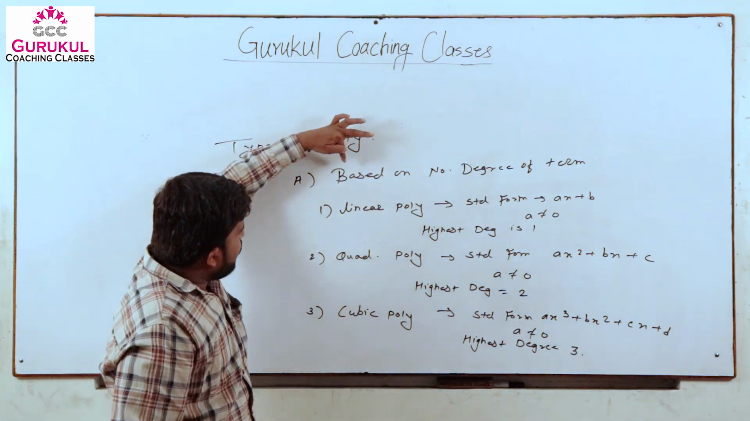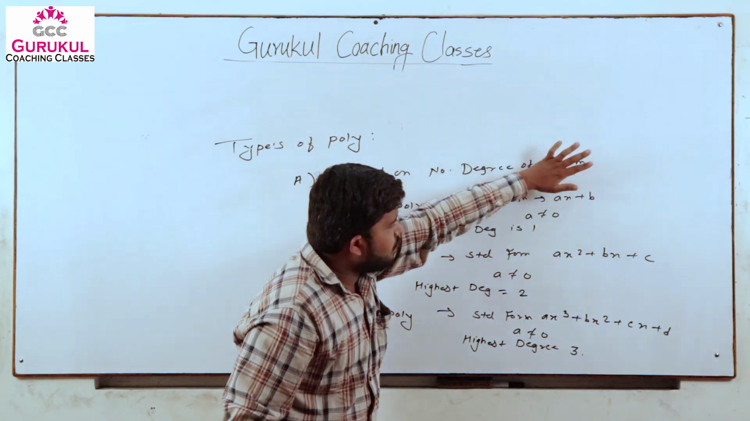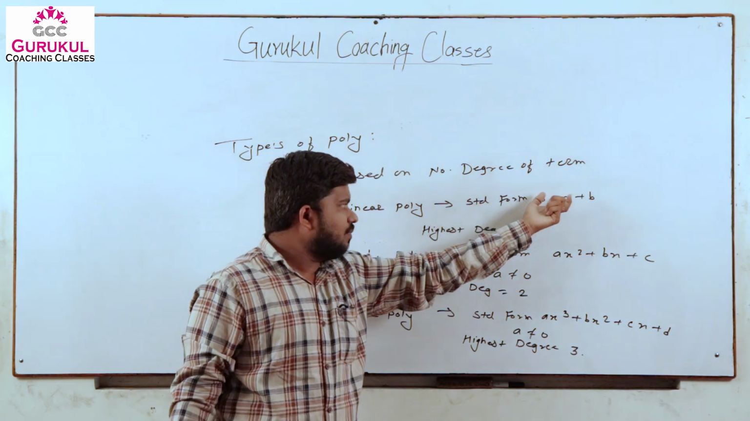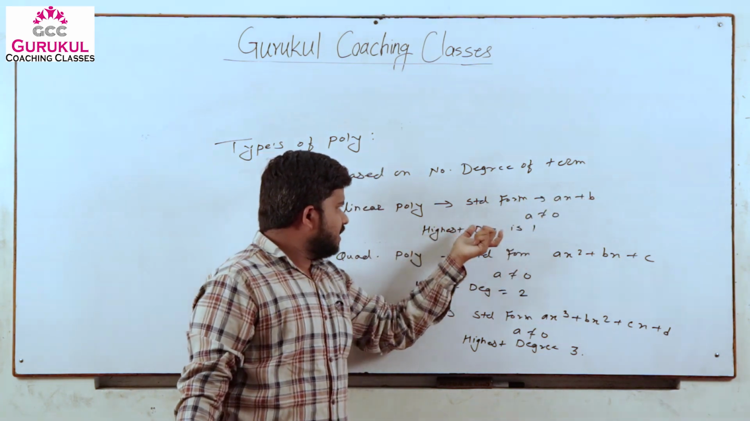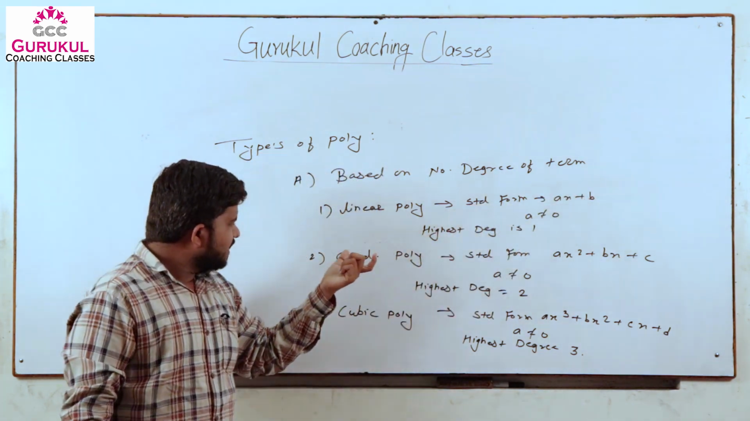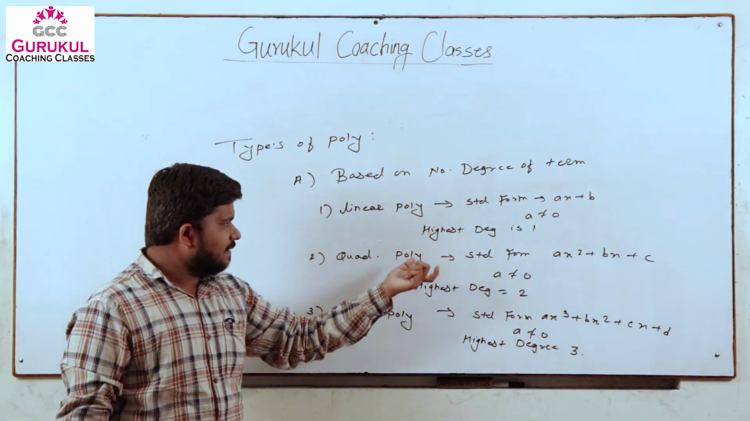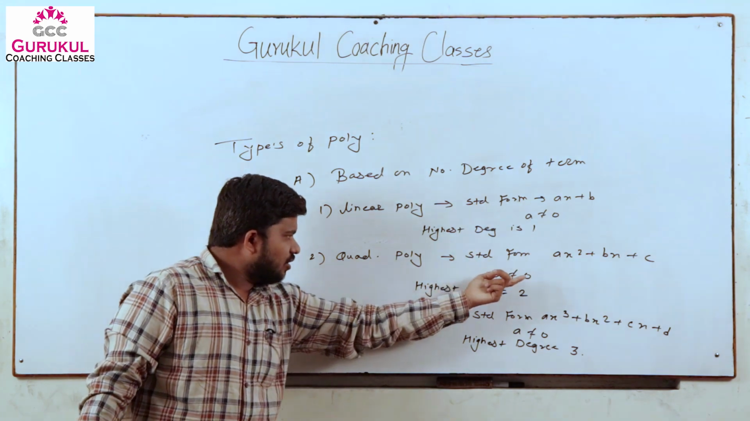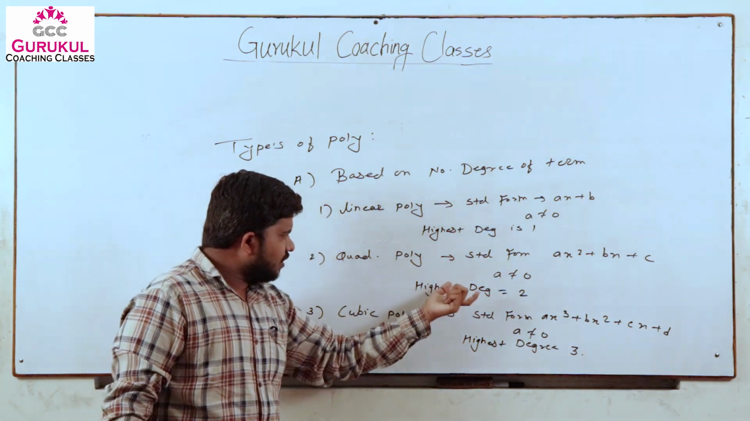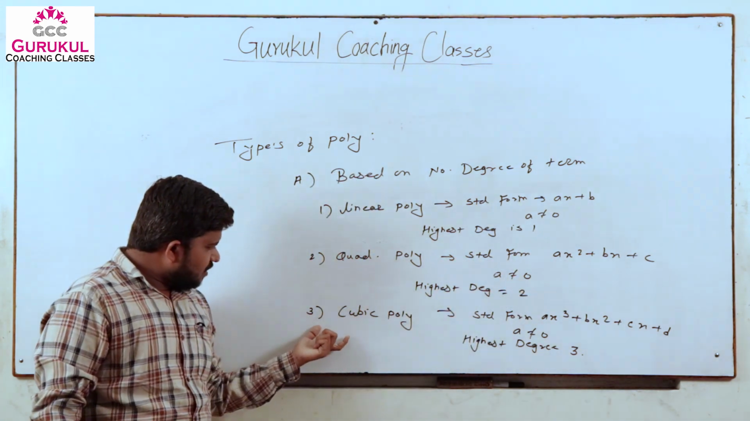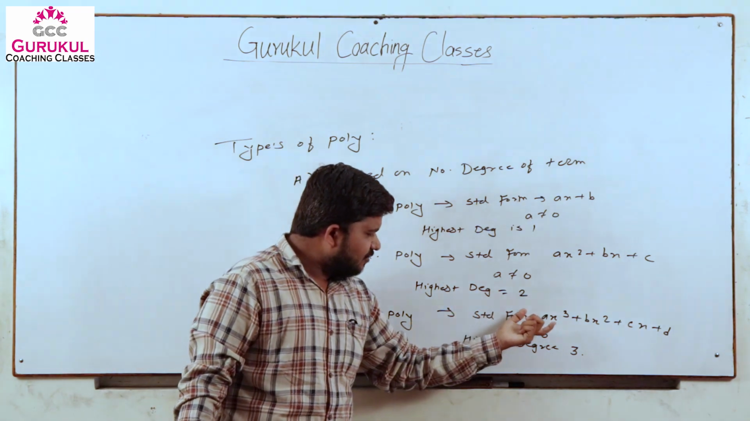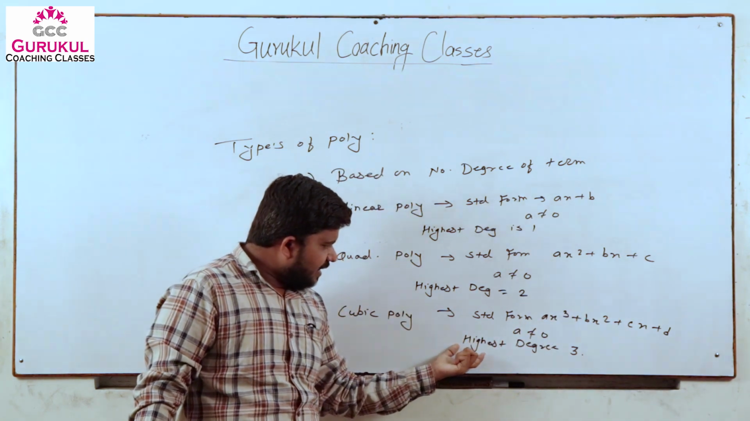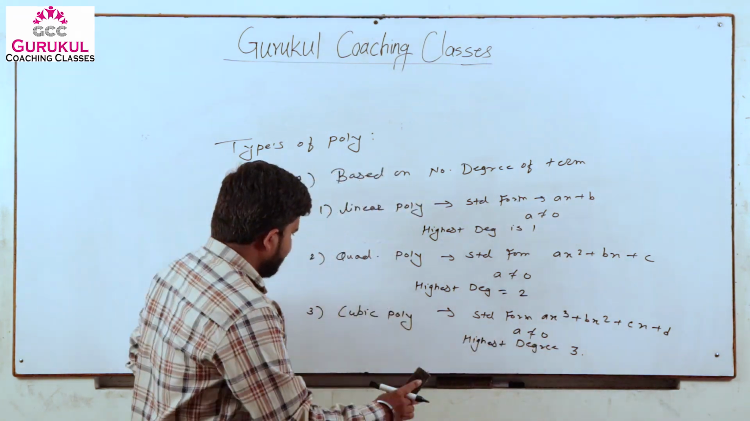So these are types of polynomial based on degree of terms. First one is linear polynomial. Standard form: ax plus b. Highest degree in linear polynomial is 1. Second one is quadratic polynomial. Standard form is ax square plus bx plus c. a is not equal to 0 and highest degree in quadratic polynomial is 2. Third one is cubic polynomial, standard form ax cube plus bx square plus cx plus d, highest degree is 3.